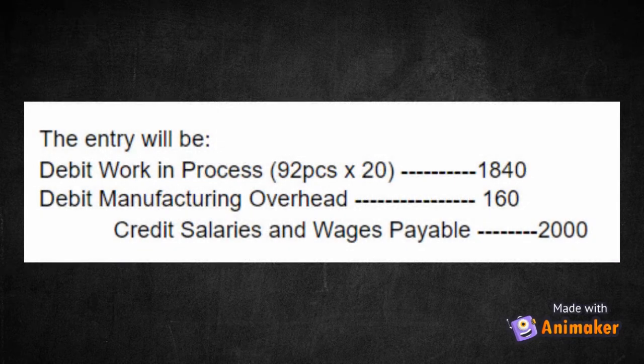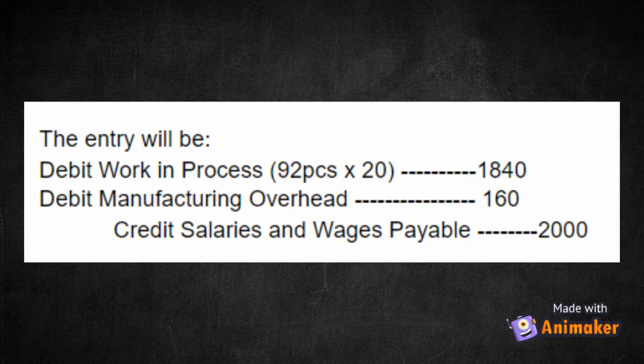The entry will be debit work in process 1,840, which is 92 pieces times 20. Debit manufacturing overhead 160, which is the difference between 2,000 and 1,840. Credit salaries and wages payable 2,000. Although Paul did not meet the required quota, he will still be paid at 2,000, since it is the guaranteed weekly pay set by the company to its workers.